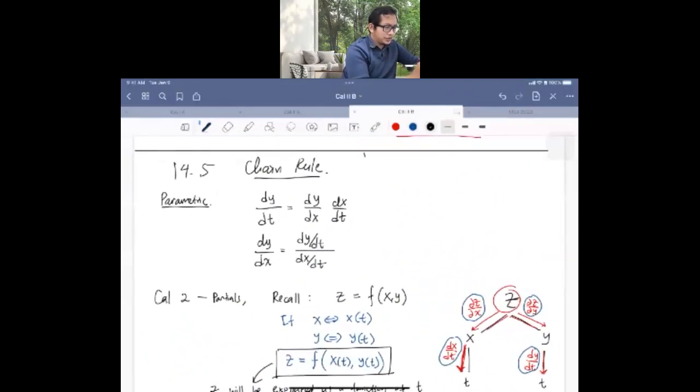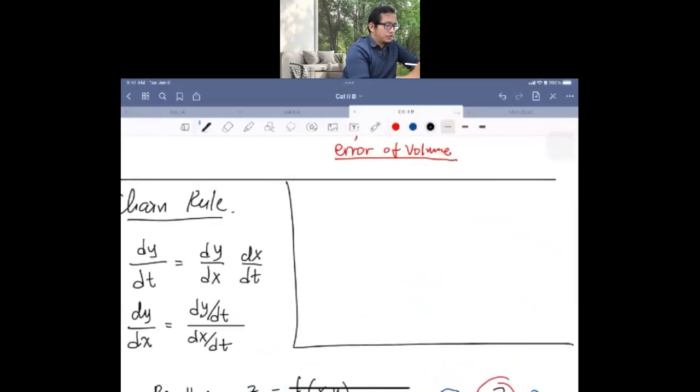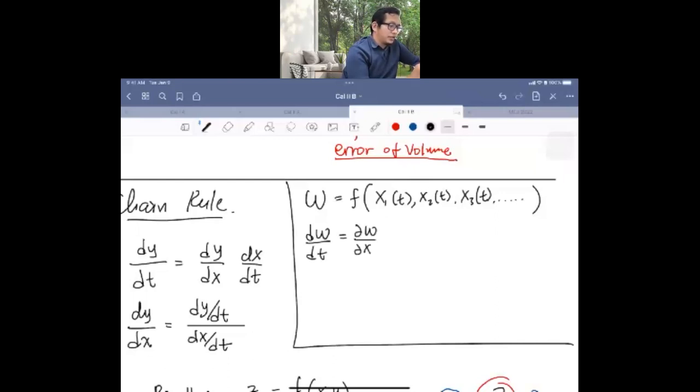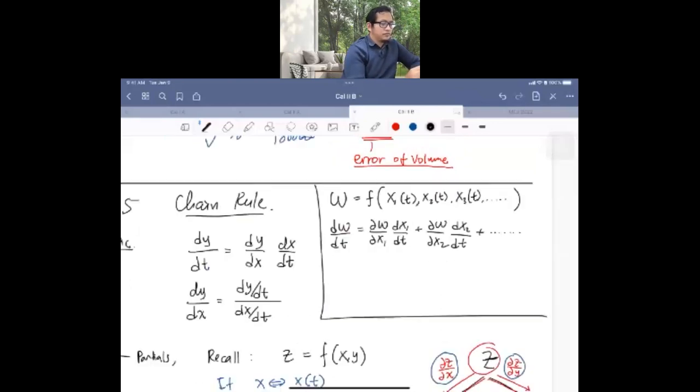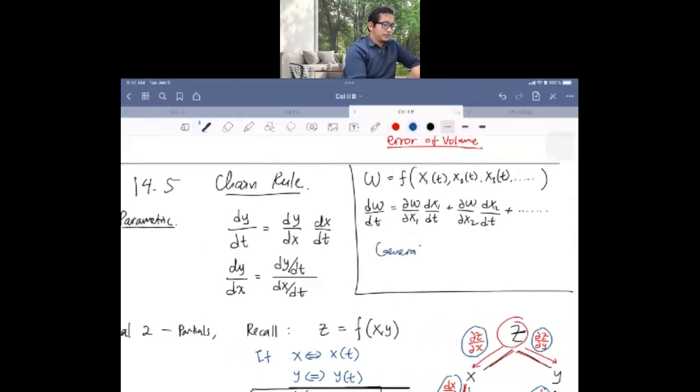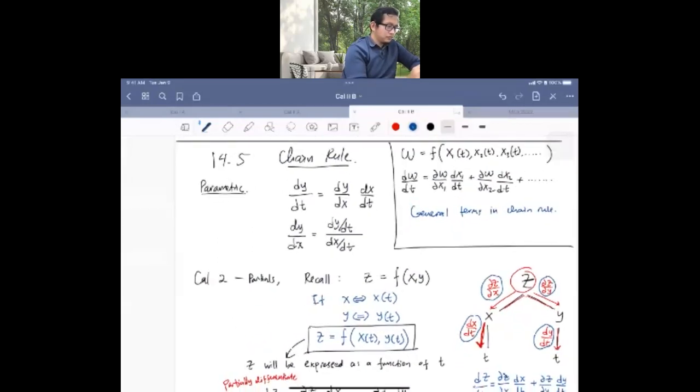let me write here the general rule. If we have w as a function of many variables, x1, x2, x3, and each component x1, x2, x3 is a function of a single variable t, then we can write dw/dt as ∂w/∂x1 times dx1/dt plus, okay, this is the general form.